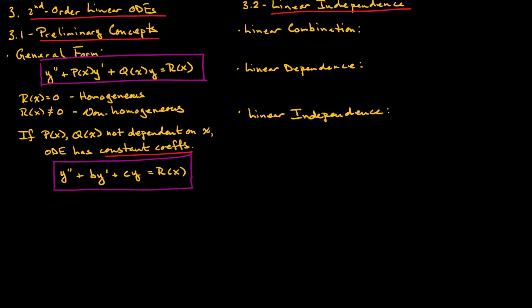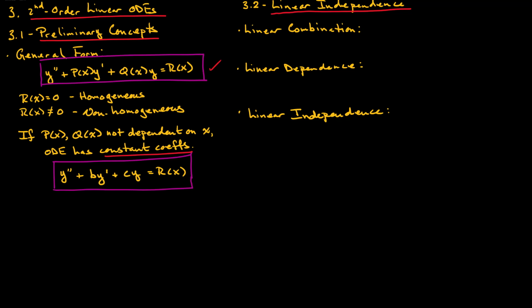I offer here the general form for a second-order linear ODE, where we have the second derivative of y plus some function p of x multiplied by the first derivative of y plus some other function q of x multiplied by the function y itself, which is equal to r of x. Recall from the video on the classification of differential equations that if r of x is equal to 0, we have a homogeneous differential equation, whereas if r of x is not equal to 0, the equation is non-homogeneous.